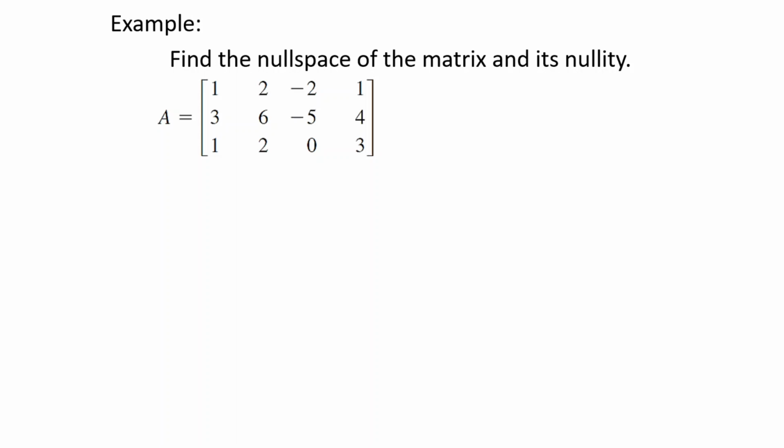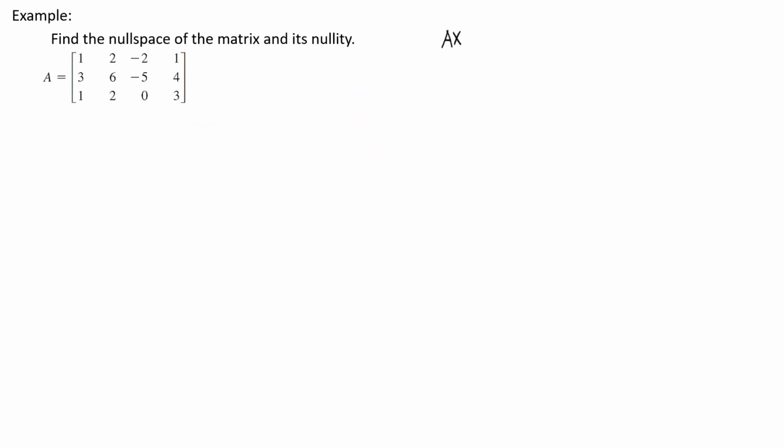So we want to find the solution to the homogeneous system, or homogeneous equation. We have Ax equals the 0 vector. To do this, we may rewrite A first into reduced row echelon form. So A is, we have 1, 2, negative 2, 1, 3, 6, negative 5, 4, 1, 2, 0, 3.